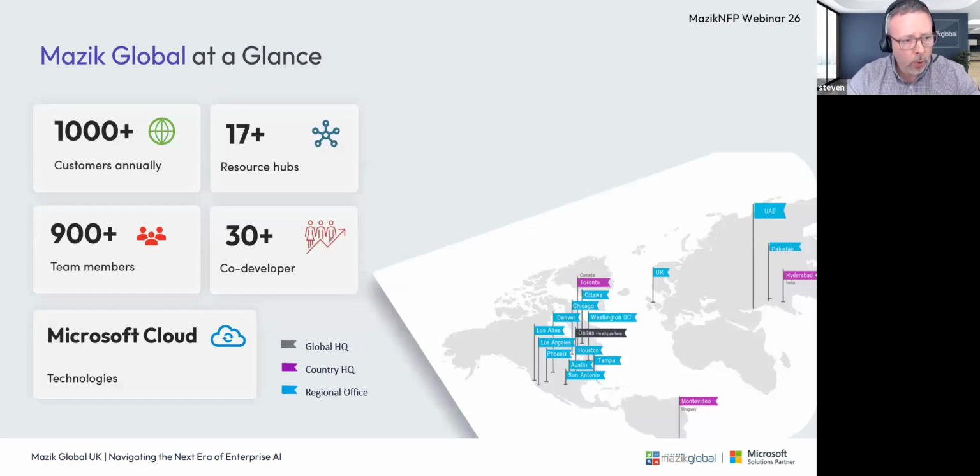So, for those of you who haven't heard of Mazic Global before, we are a long-standing Microsoft partner. We are a global Microsoft partner and have been since 2003. As the slide shows, we have roughly 1,000 people in our organization. We have a strong presence in the US, in North America. We also have presence in the UK and across the UAE, and we have offshore capabilities in Pakistan and India.